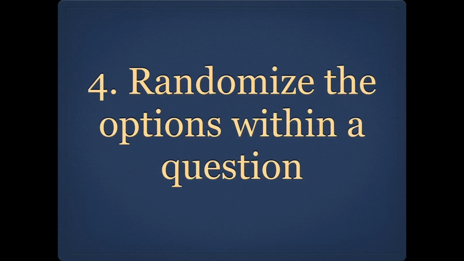Number four, randomize the options within a question. So we can slow down student cheating another way by scrambling the order of the options in a question. For example, one student may see that letter C is the correct answer in his exam, but another student will have letter D as the correct answer, and another student may have letter A as the correct answer.